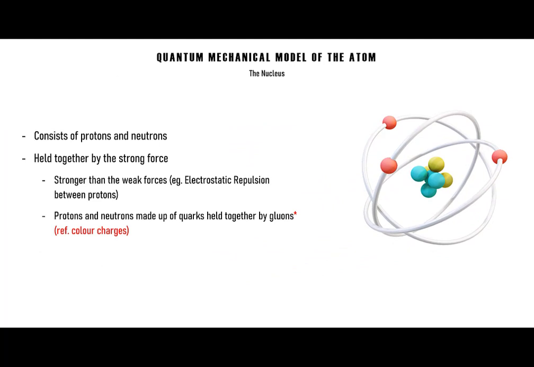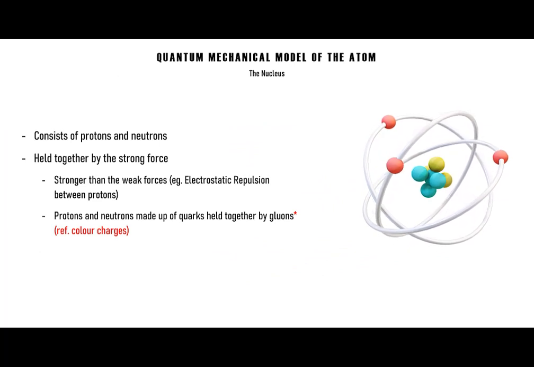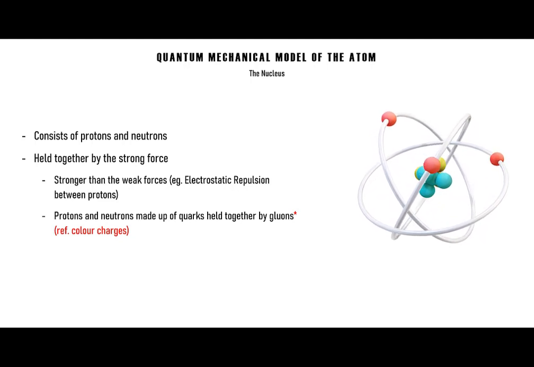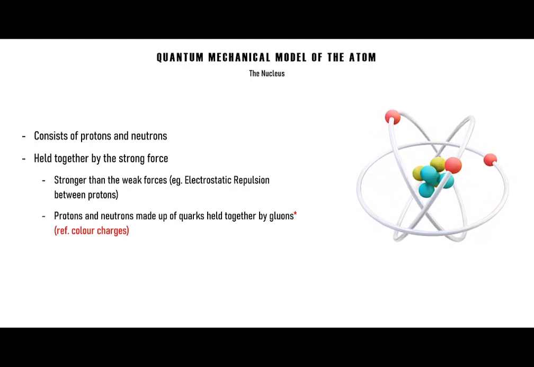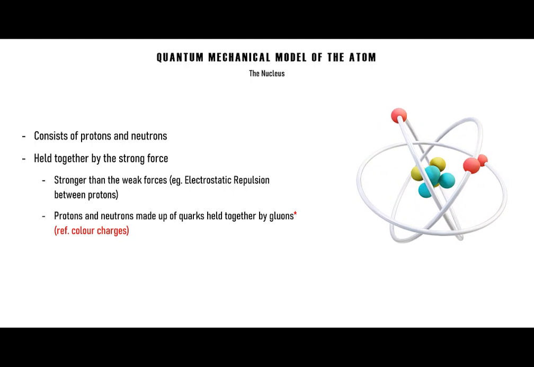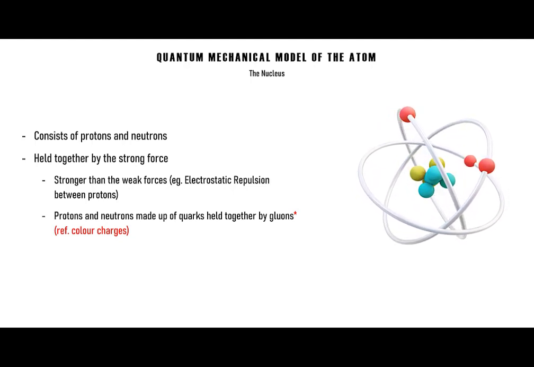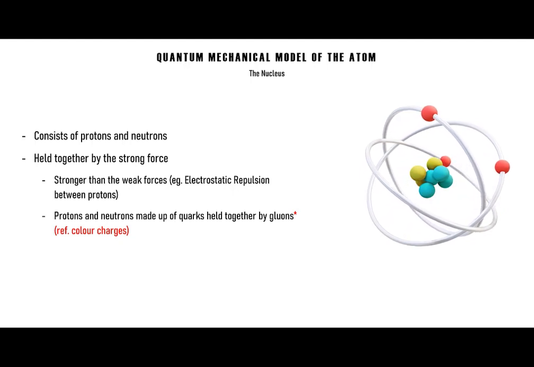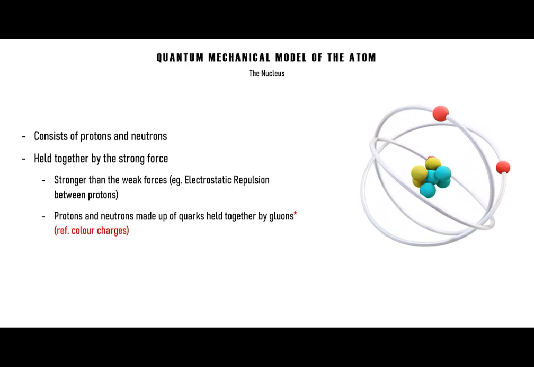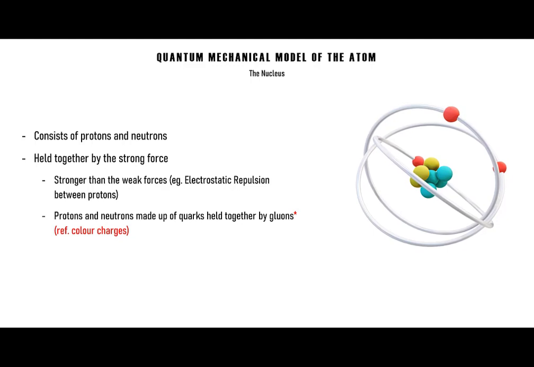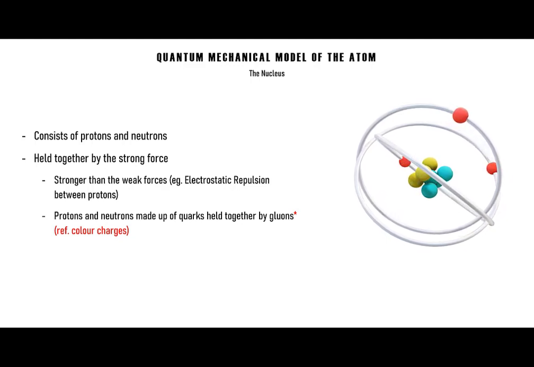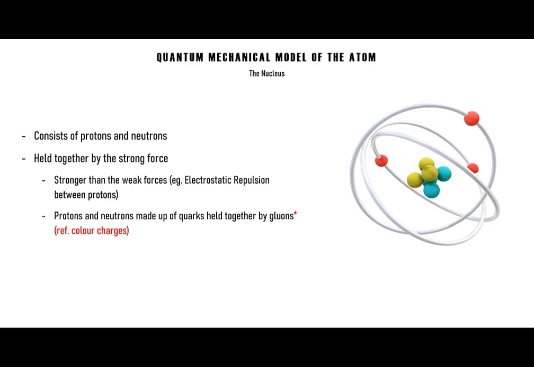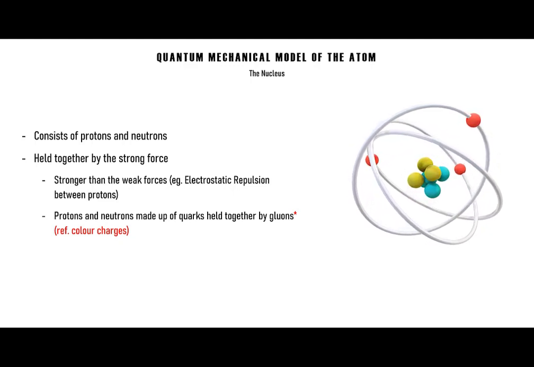Moving on, let's talk about the nucleus, the heaviest central part of the atom. Have you ever wondered what holds the nucleus together? As we all know, the nucleus is made up of protons and neutrons. We also know that protons have a positive charge and like charges repel. So, why does the nucleus not fall apart under the repulsion of positively charged protons? Well, this is because of the strong interaction.